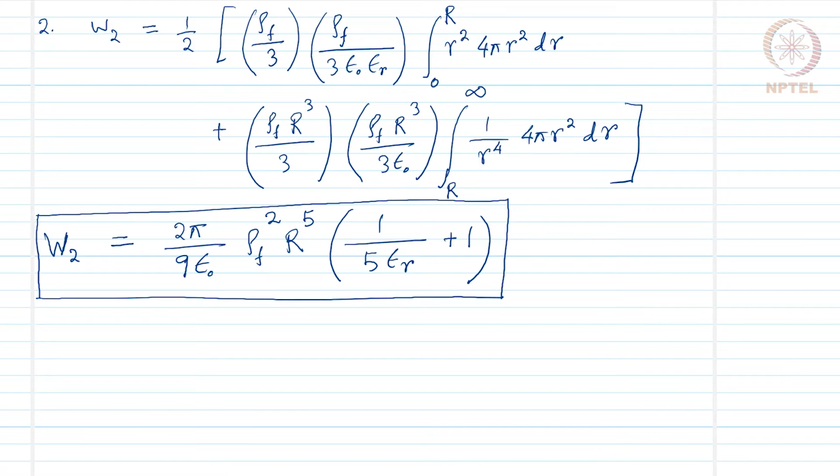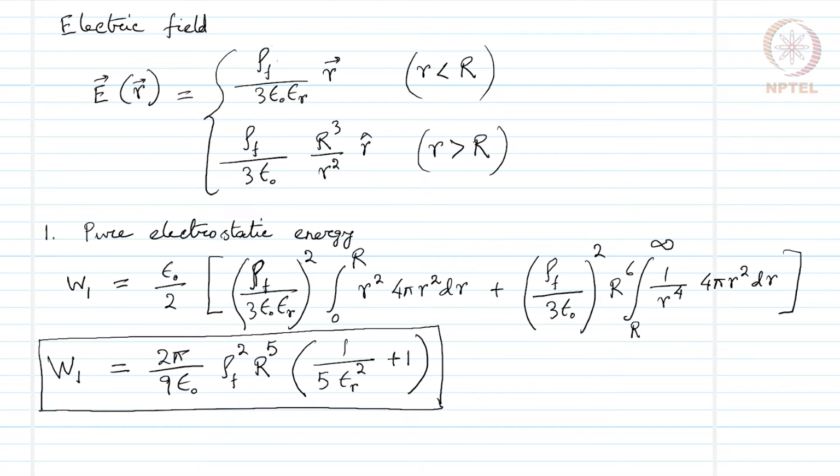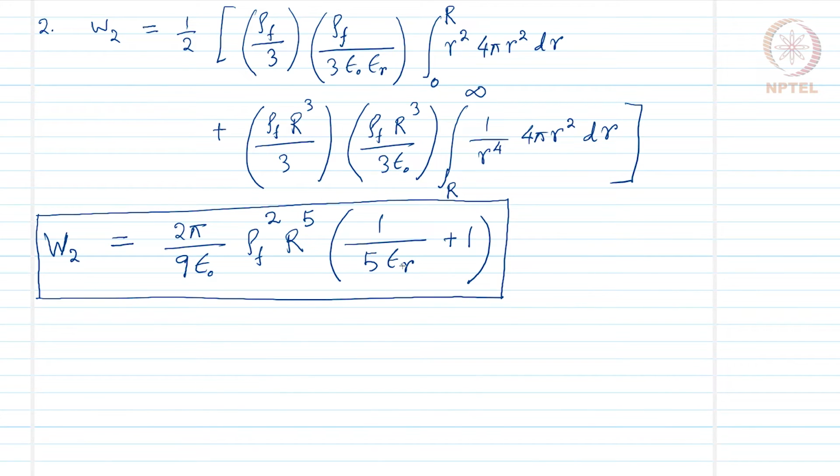We have from the first method obtained this expression for W1. The only difference with the second expression is this square here, 1 over 5 epsilon r squared. In the second expression, we do not have any power of this epsilon r. Now, epsilon r is greater than 1. It has to be greater than 1 for any value of susceptibility, because it is 1 plus susceptibility, and therefore W1 is less than W2.